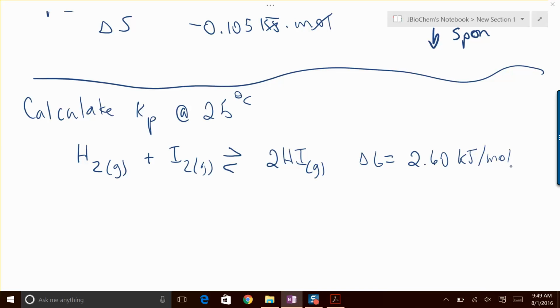All right, so the equation I want to use is delta G equals negative RT natural log of K, which in this case will be the Kp. We're going to solve for the Kp here. If it was in concentration, we would do the Kc. If it was solubility, we would do the Ksp. So we're going to solve for our K.